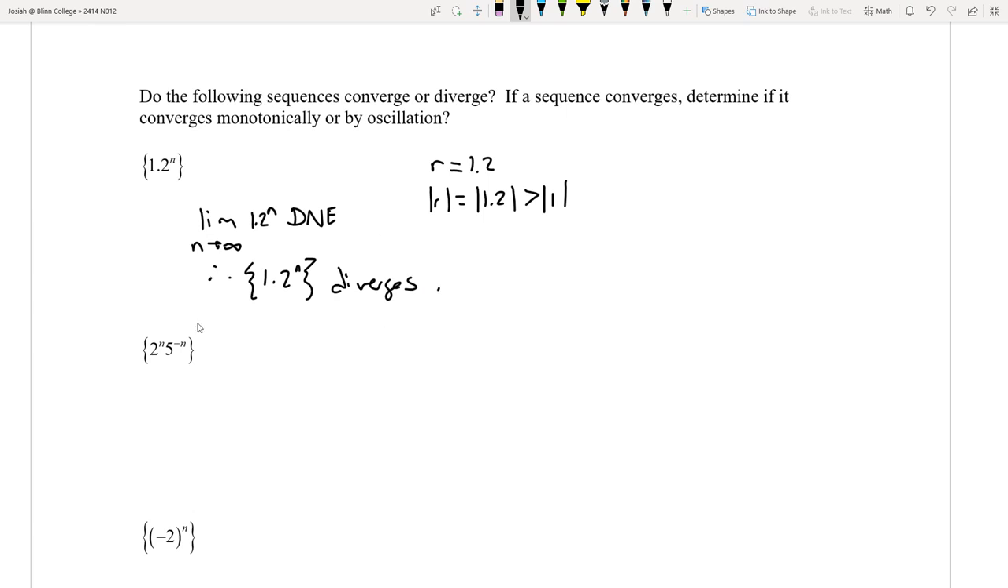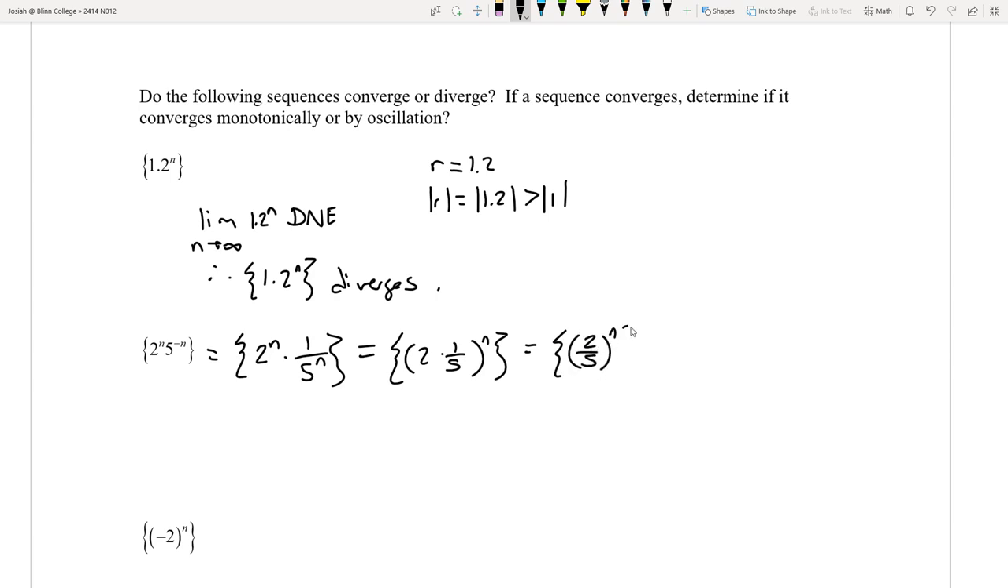All right, so that's our basic setup here. This guy doesn't necessarily look like r to the n, so we're going to have to do a little bit of modification first. We've got 2 to the n times 1 over 5 to the n. Now they at least have the same power. That actually means that we can smash them together. So 2 to the n times 1/5 to the n turns into 2 times 1/5 to the n. That's 2/5 to the n.